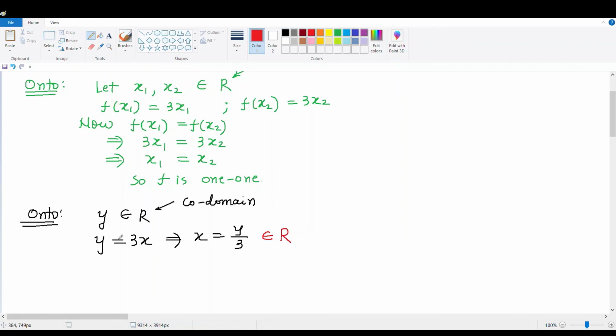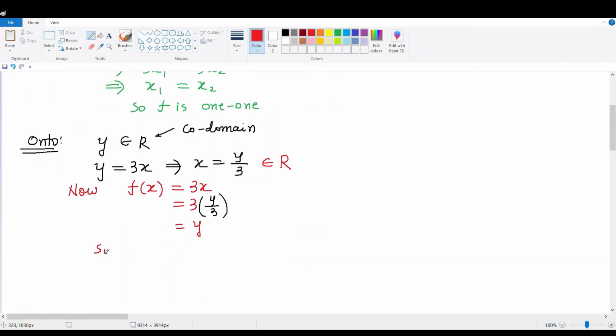So yeah, looks like any output you pick from your codomain, you'll be able to connect it to some element in the domain. So for that, you can show a little bit more that now f of x equals what? What was our function definition? 3x. And in this x, you can plug in this x value. This x value we got as y over 3, and then 3 and 3 are going to cancel out. So this is going to become y. So f of x is equal to y. So f is onto. So this function is one-to-one as well. This function is onto as well.